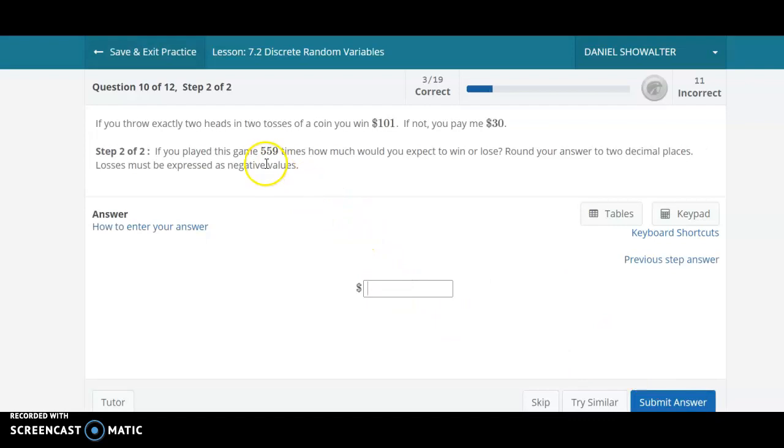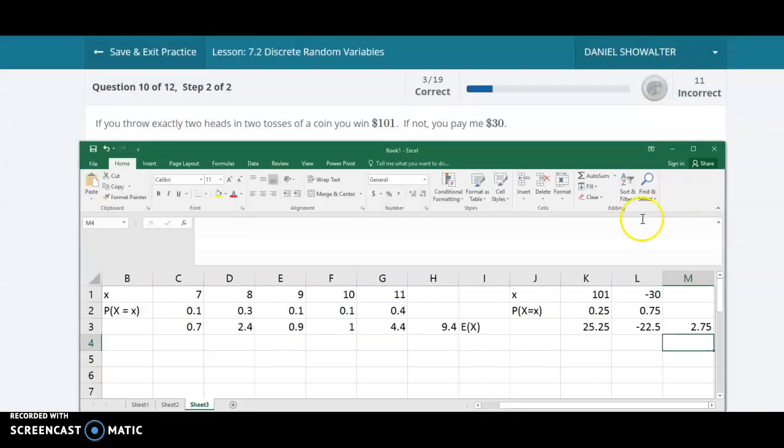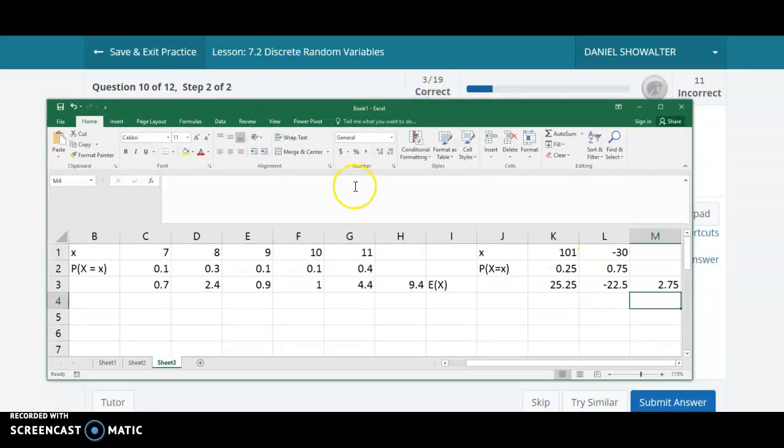Then they're going to ask me if I played this game 559 times. And believe it or not, when probability was being discovered, they would play this all the time. So a person would be hired to just sit there and flip a coin all day long. So the 559 is very possible.